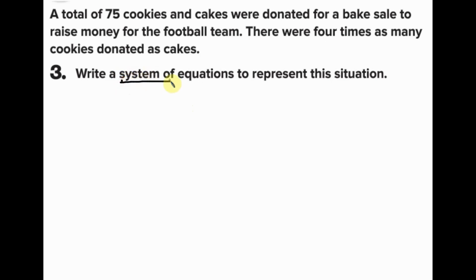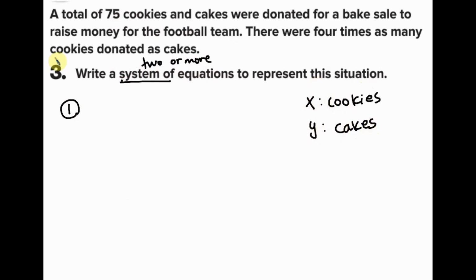The system, again, means you have 2 or more. So when I say system of equations, you're saying two or more equations. At this level, you will only deal with up to two equations. So the first equation that I can come up with is the total of 75 cookies and cakes. Let's say x is going to be your cookies and y is going to be cakes. If I do so, when you add them together, the total should be 75.